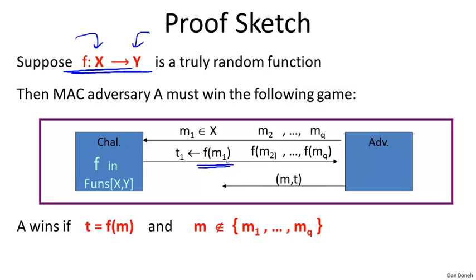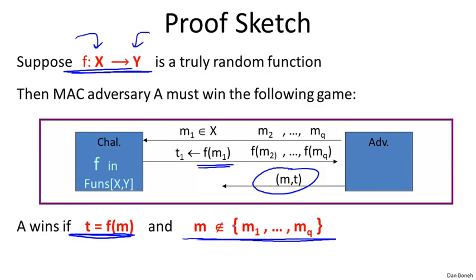Now his goal is to produce a message tag pair, and we say that he wins, remember, if this is an existential forgery. In other words, first of all, t has to be equal to f of m. This means that t is a valid tag for the message m. And second of all, the message m has to be new. So the message m had better not be one of m1 to mq.